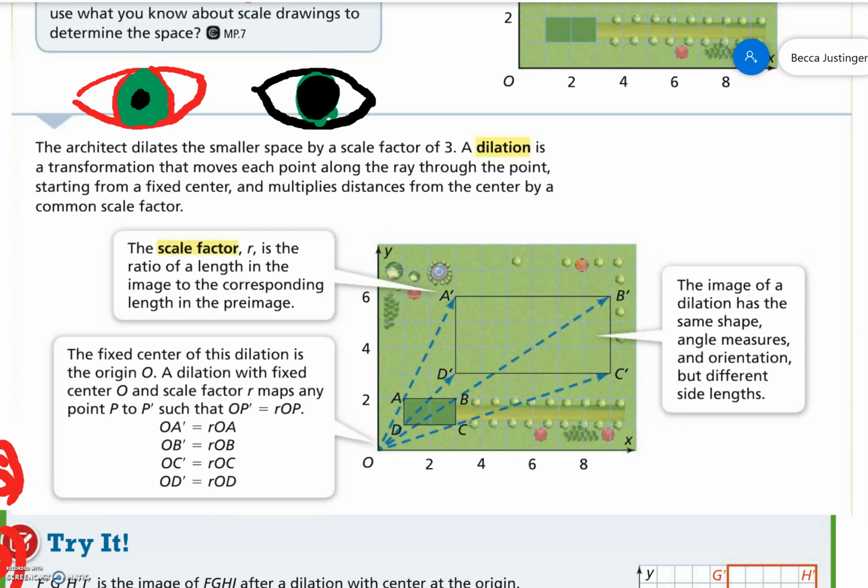A dilation is a transformation that moves each point along the ray through the point starting from a fixed center and multiplies distances from the center by a common scale factor. The scale factor r is a ratio of the length in the image to the corresponding length in the pre-image. So the fixed center of this dilation is the origin O. So we're dilating from the origin. And the image is the same shape, same angle measures and orientation, but different side lengths.